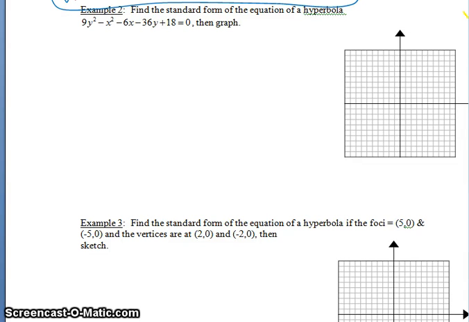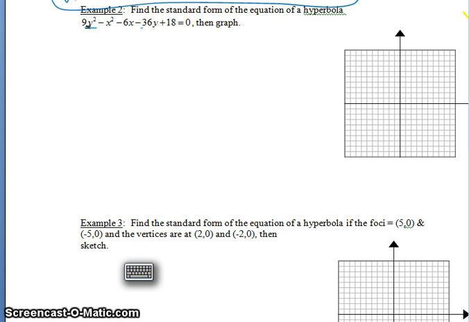Okay, welcome back to Hyperbola. Example 2, we're going to find the standard form of the equation of the hyperbola. For this example, it's not already in standard form, so we're going to have to complete the square to get it in standard form. I see that I have 9y minus x squared, so the y is going to come first and then the minus x squared, which means that the transverse axis is going to be vertical, since the y comes first. So I'm going to group it together.